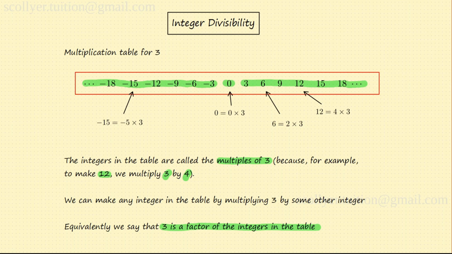When we use the term factor, we're usually thinking about decomposing numbers in the table into 3 times some other integer. So 6 decomposes into 2 times 3. 12 decomposes into 4 times 3. Minus 15 decomposes into minus 5 times 3. 0 decomposes into 0 times 3.